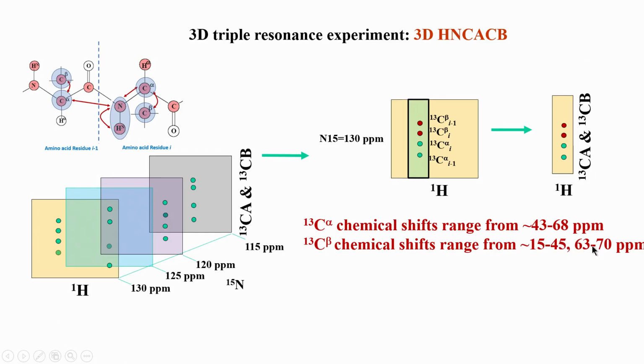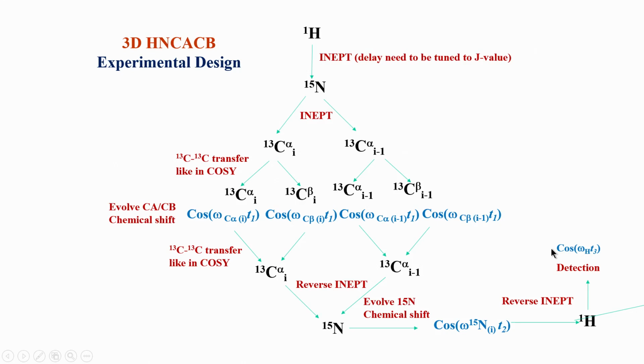Although they overlap slightly here, still, as I said, the phase of C beta is opposite compared to C alpha. So, in a way you can still distinguish which is C beta and which is C alpha, even if they come in the same region, but more or less you see there are regions exclusively for C alpha and exclusively for C beta. Okay. So, now this experiment is built like this.